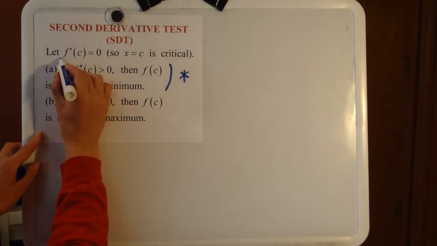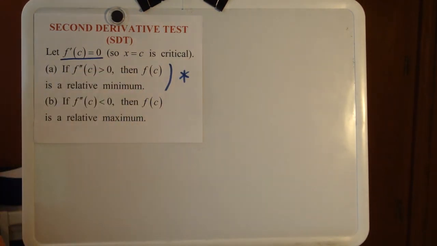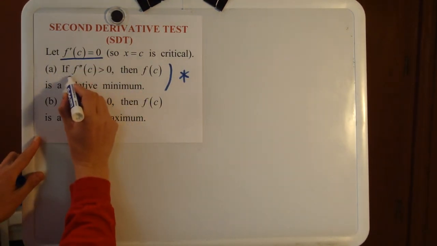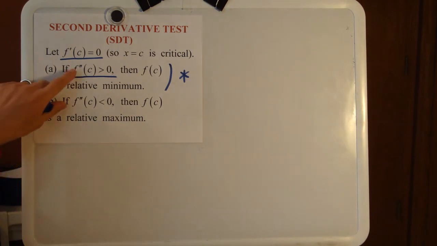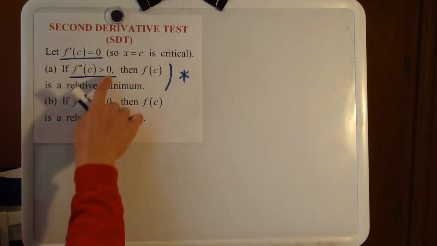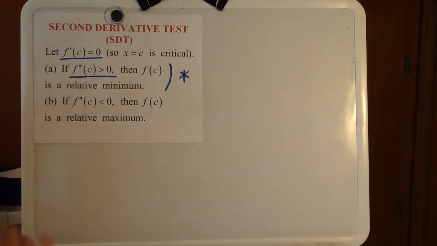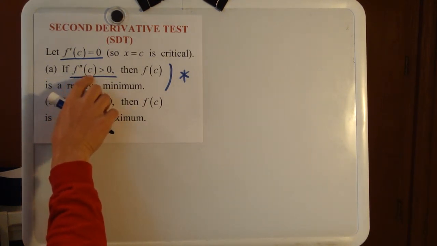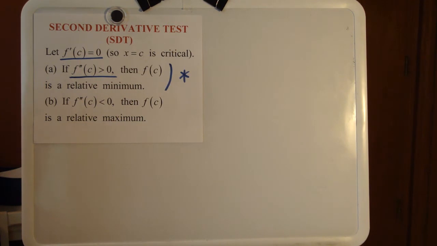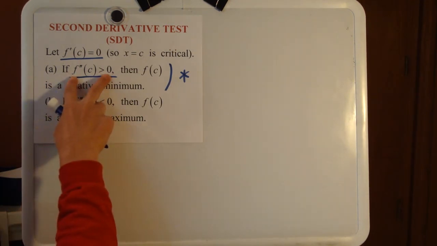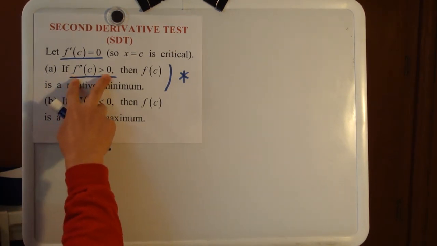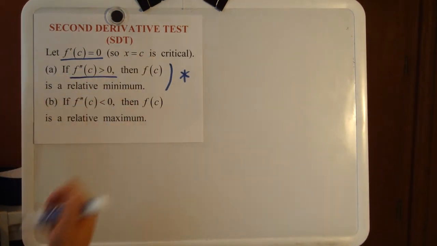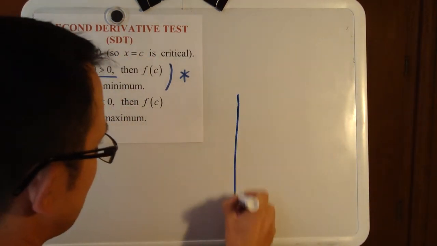So first we know that x equals c is a critical number, and then this is saying that if you put that critical number into the second derivative, then you're going to get something positive. So we already know that a positive sign on a second derivative indicates that the graph is going to be concave upward. So this is really telling us we have a concave upward graph and we have a critical number, and then what does that mean?